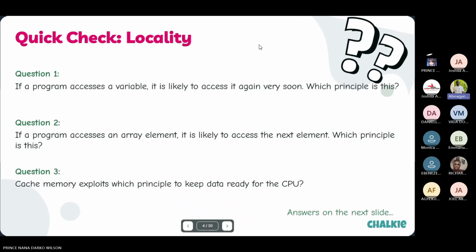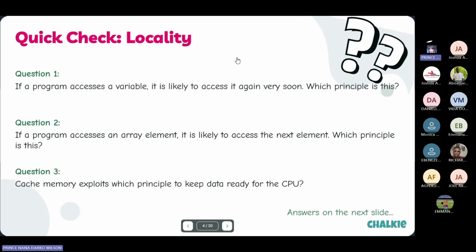Temporal locality. But doesn't it also make use of spatial locality in this particular sense, because it exploits both principles to keep data ready? In temporal locality, it takes what is likely to be accessed because it has been recently accessed. And in spatial locality, it takes what data is likely to be accessed because something common or similar to it has already been taken. In both cases, it exploits both, right? Exactly.